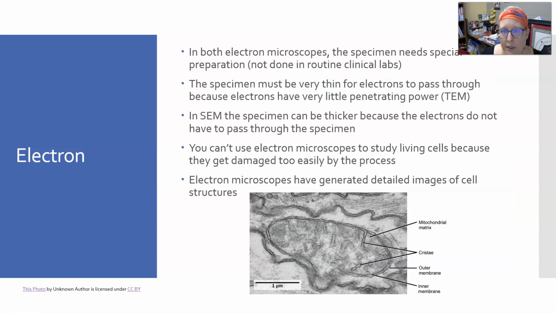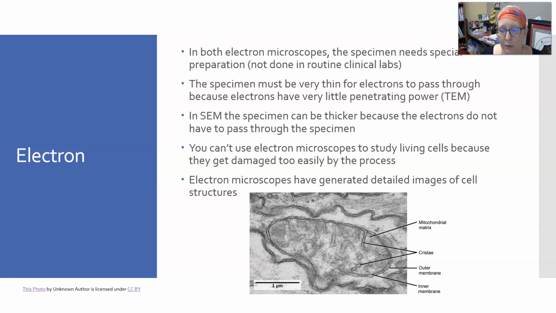In both electron microscopes, the specimen does need special preparation, and so this is not done in routine clinical labs. This is more done in research. The specimen must be very thin for electrons to pass through, because the electrons have very little penetrating power. That's for the transmission one. The electrons have to transmit through. But in the scanning one, the specimen can be thicker because the electrons don't have to pass through the specimen. They're actually bombarded onto it and bounce off of it. You can't use the electron microscope to study living cells, so if you want to study motility or something like that, you can't, because the cells get damaged too easily by the process.